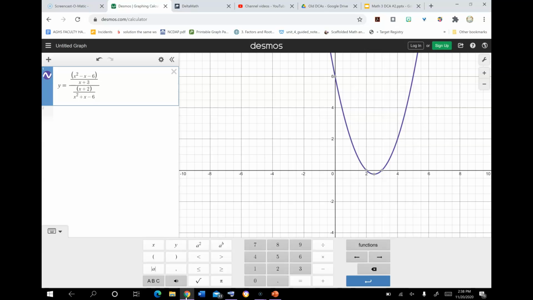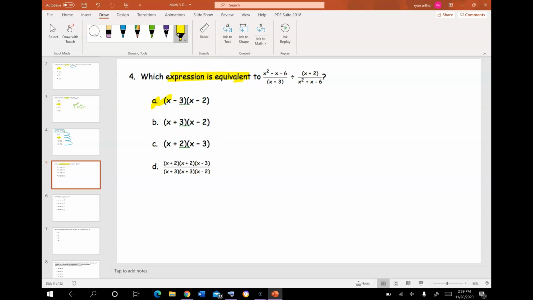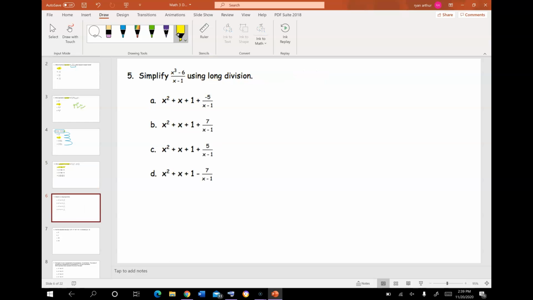So let's type in answer choice A. Y equals x minus 3 times x minus 2. Look, that's the same graph, isn't it? So guess what, guys? Did I type that in right? I did. Okay. Yep, so A is my answer choice. So equivalent expression just means whose graph is the same.